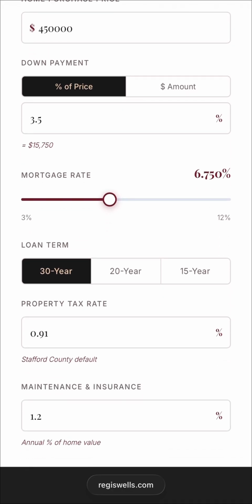This defaults to 6.75% and can be adjusted between 3 and 12%. Enter your current pre-approval rate if you have one. If you haven't spoken to a lender yet, use today's going rate as your starting point. If you have any questions on that, just reach out.